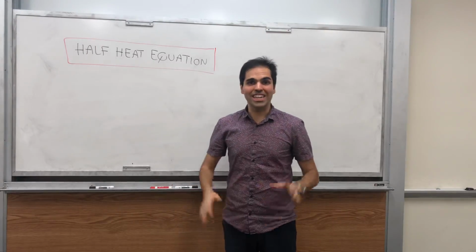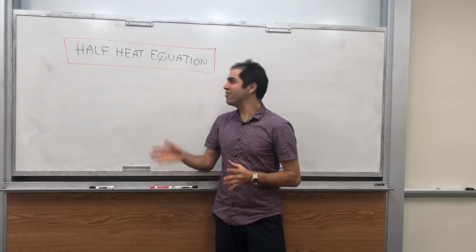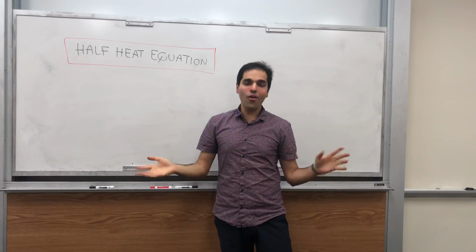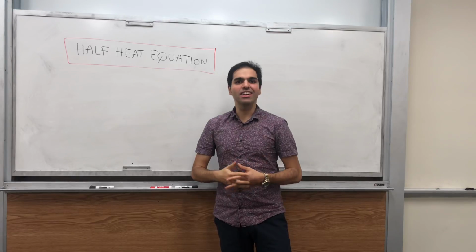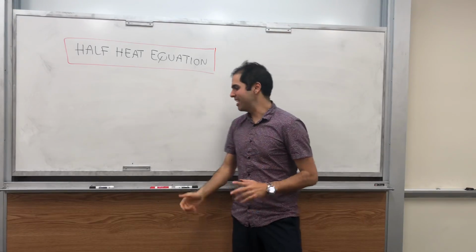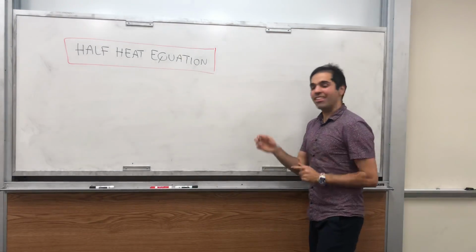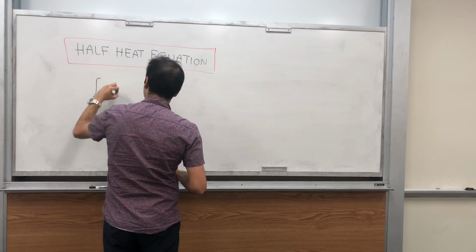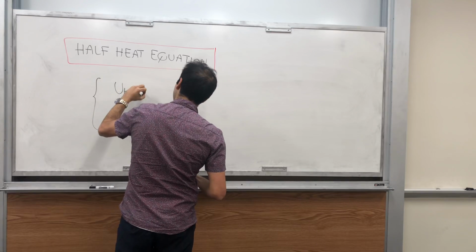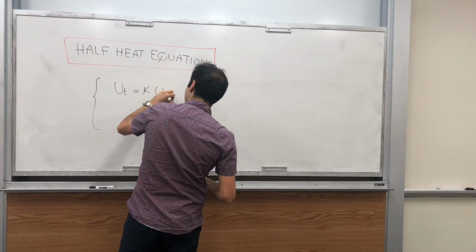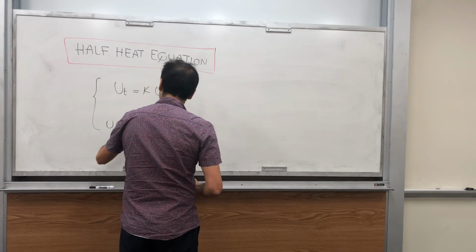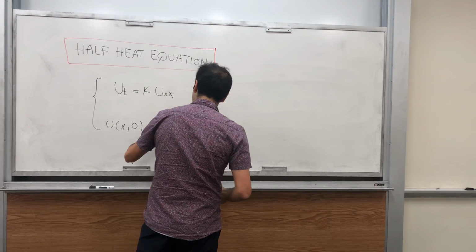Alright, thanks for watching. Today we would like to solve something really cool called the half-heat equation, or what other people usually call the heat equation on the half line. And you'll see the method of solving it is pretty neat. So consider the following equation: u_t equals k u_xx, with an initial condition u(x,0) equals phi of x.